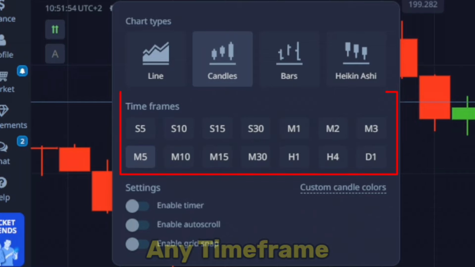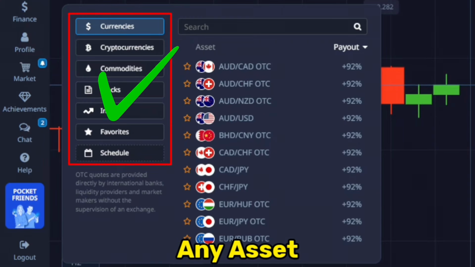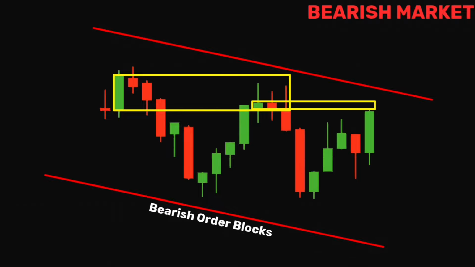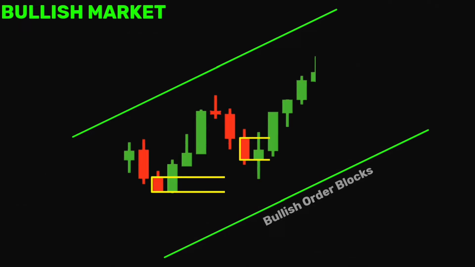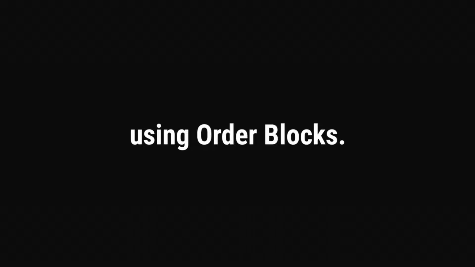Now when trading bullish and bearish order blocks, you'll be able to identify them on any time frame and any asset. And I strongly advise that you only trade bearish order blocks in bearish market conditions, and you should only trade bullish order blocks in bullish market conditions. But yeah, that's ultimately how you identify and trade using order blocks.